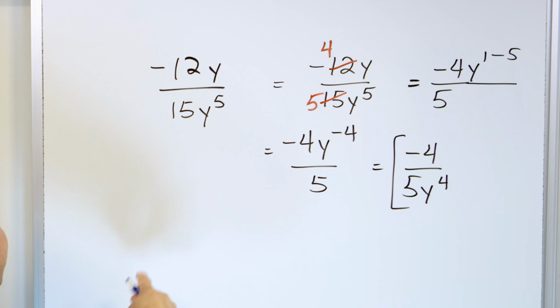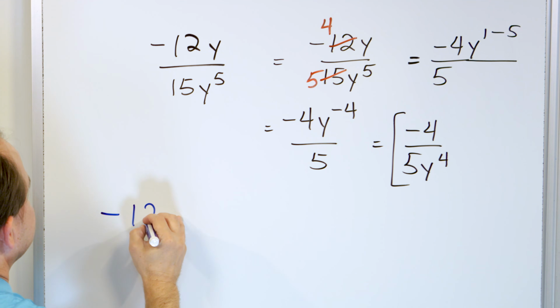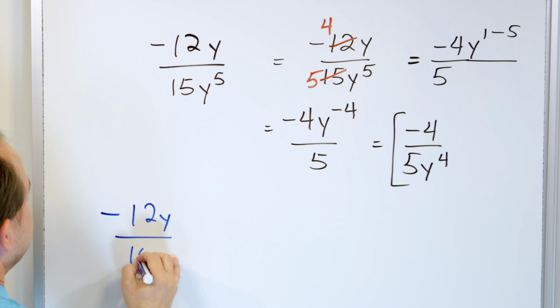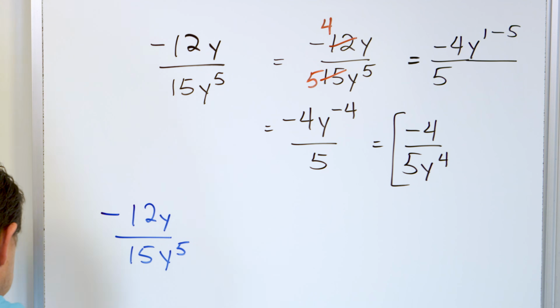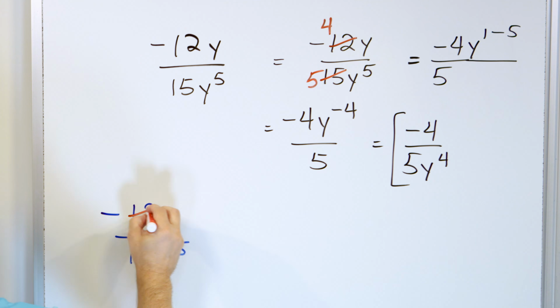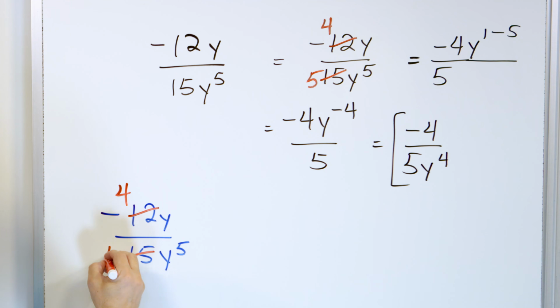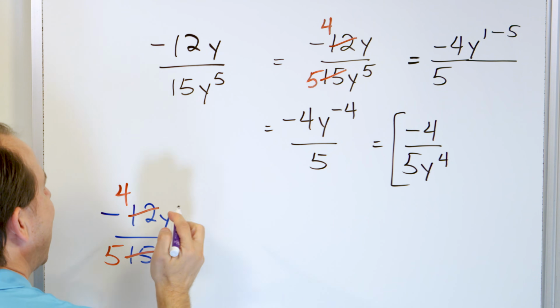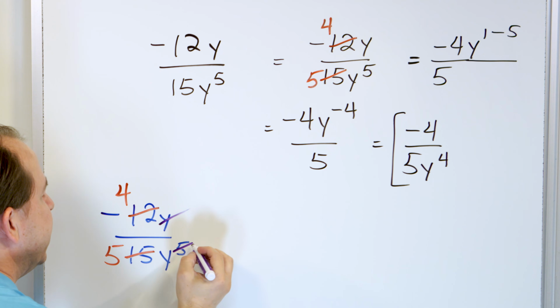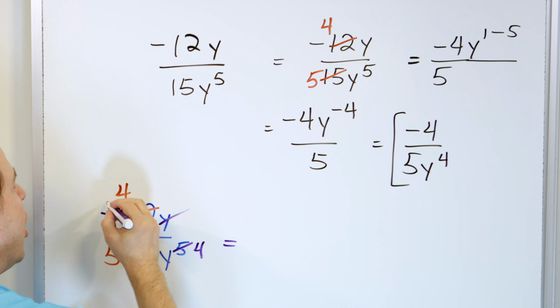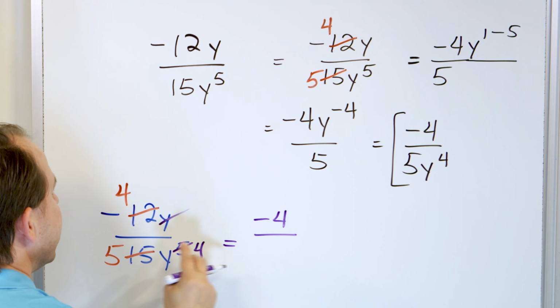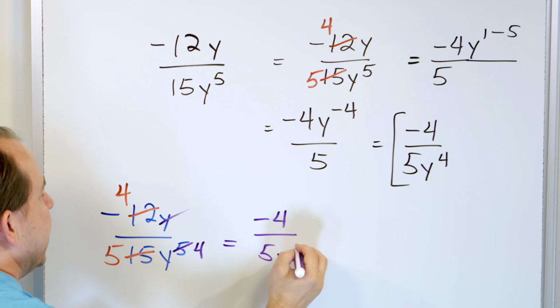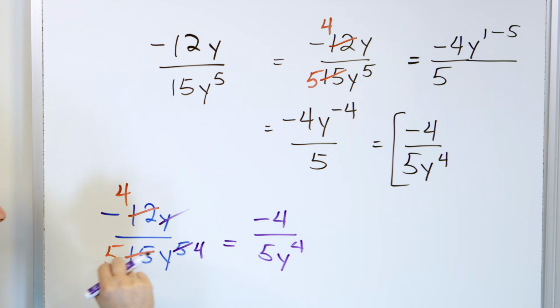But because I don't really love doing that, I would like to rework this the other way. 15y to the 5th. The numbers, everything stays the same. 12 divided by 3 is 4, 15 divided by 3 is 5. And then for the letters, I have a single y upstairs that will cancel with one of these, revealing 4 left behind. On the top, you'll just have -4. On the bottom, you'll have a 5y to the 4th power, which is what we have left behind here. You'll get exactly the same thing as you get if you were to subtract those exponents.